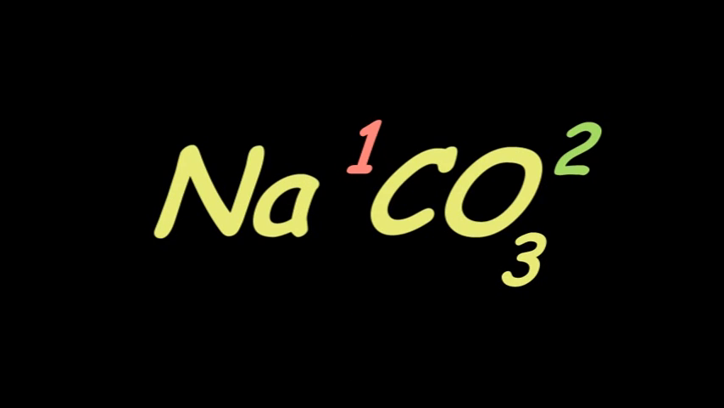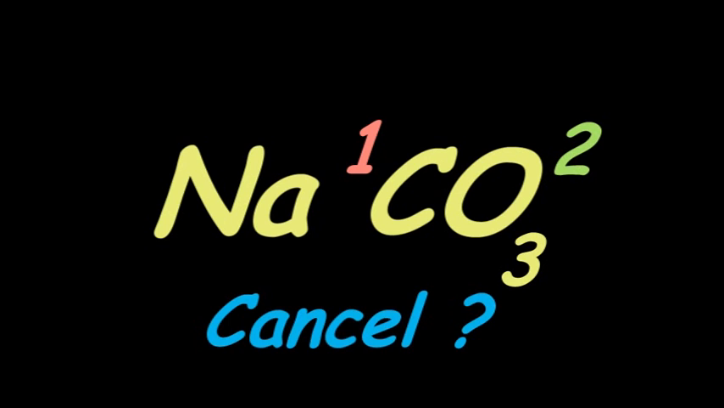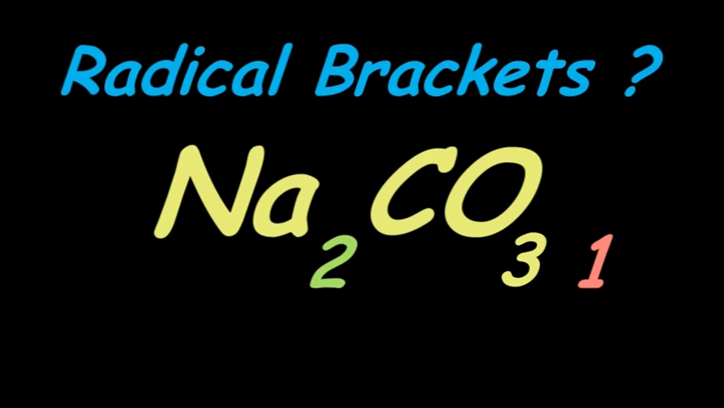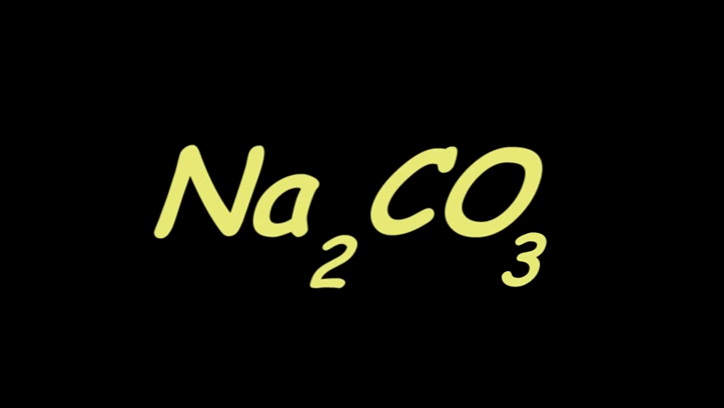Step 1. Write the formulae with valencies at the top. Step 2. We cannot cancel. Step 3. Cross the numbers over. Step 4. Radicals. This radical is not bracketed when a 1 is brought down. So we rub out the 1 as working.